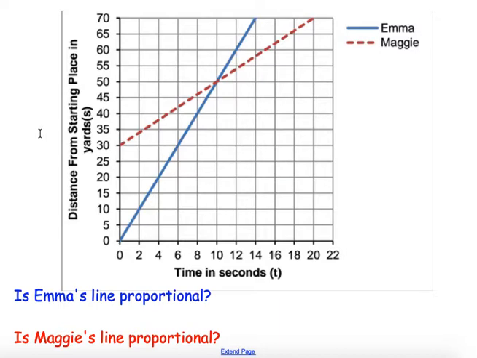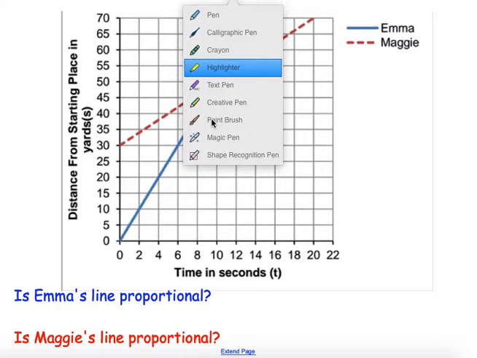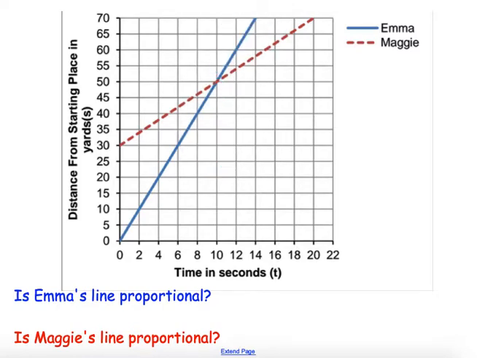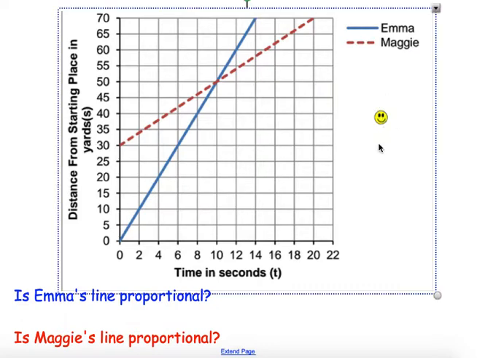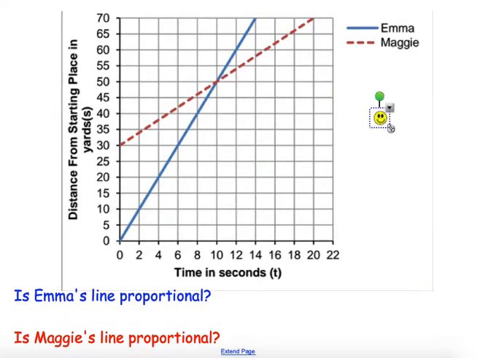Somebody give me 2 ordered pairs on the blue line. All right, Rebecca, you can see that far? Give me 1 point. 10, 35.